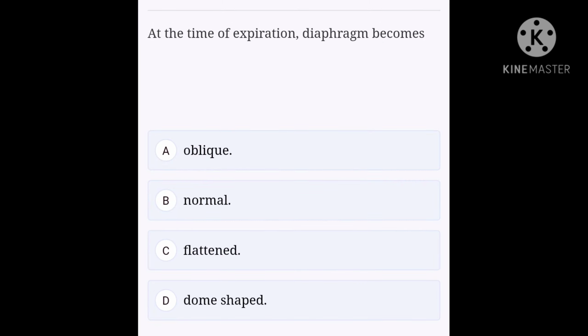At the time of expiration, diaphragm becomes option A oblique, option B normal, option C flattened, option D dome shaped. Expiration or exhalation involves relaxation of both phrenic and intercostal muscles, external intercostal muscles. The diaphragm becomes upward and this reduces the vertical length of the thoracic cavity. The relaxation of external intercostal muscles leads ribs and rib cage downward and inward respectively, and this results in the reduction of thoracic volume in antero-posterior direction. Hence, diaphragm becomes dome shaped during expiration. So the correct option is D.